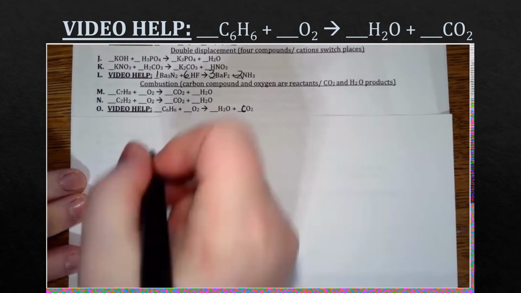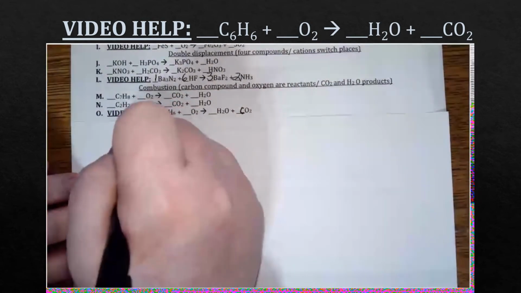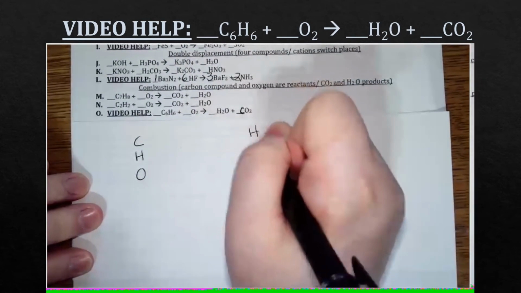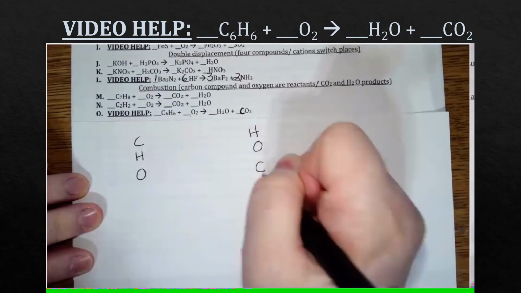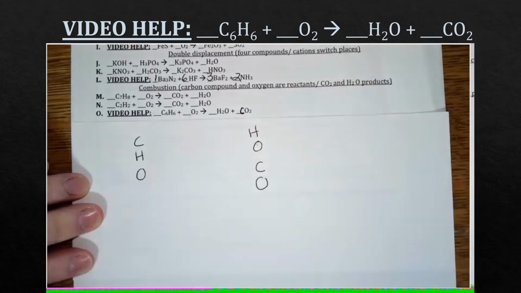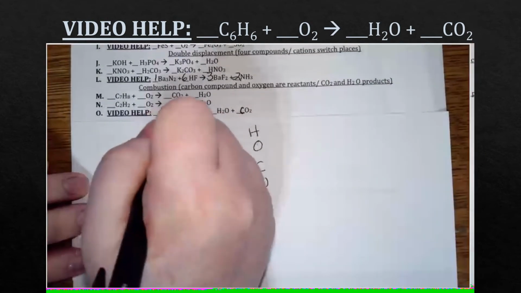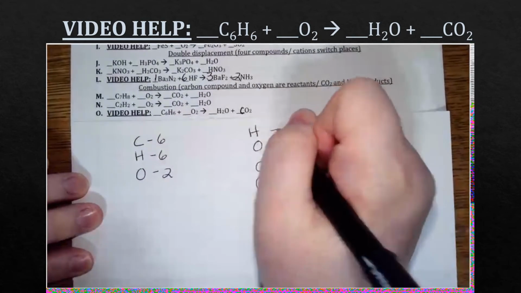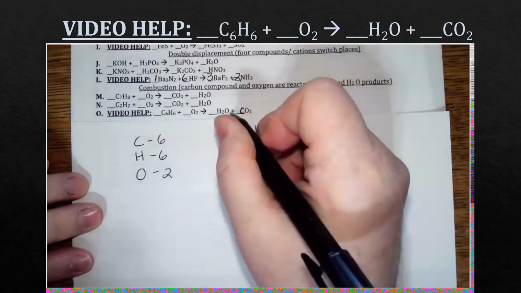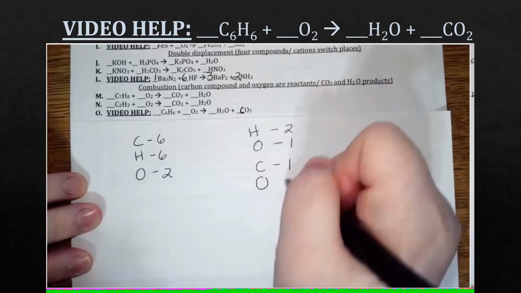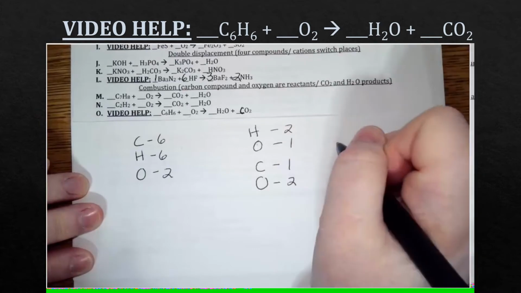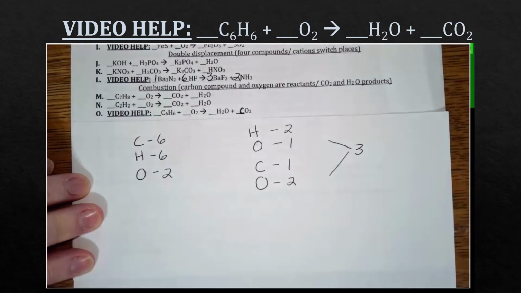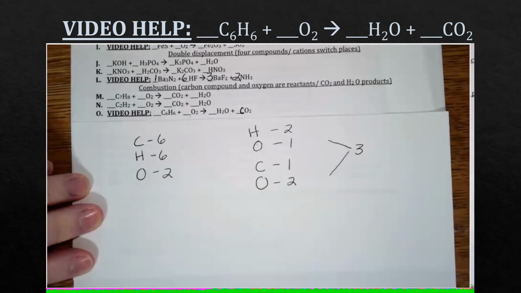Okay, let us make our list of elements. We have C, H, and O. And on this side we have H, O, and then we have C and O again. And those 2 O's we're going to have to add to total. So carbon I have 6, hydrogen I have 6, oxygen I have 2. Hydrogen I have 2, oxygen 1 right here, and then carbon I have 1, and I have 2 oxygen there. So my total oxygen right now is 3. So yeah, nothing is balanced.